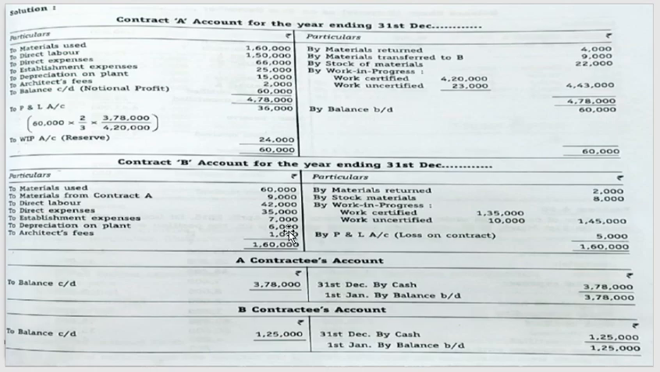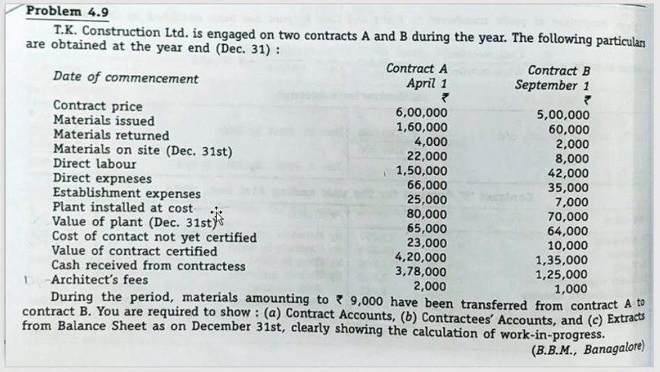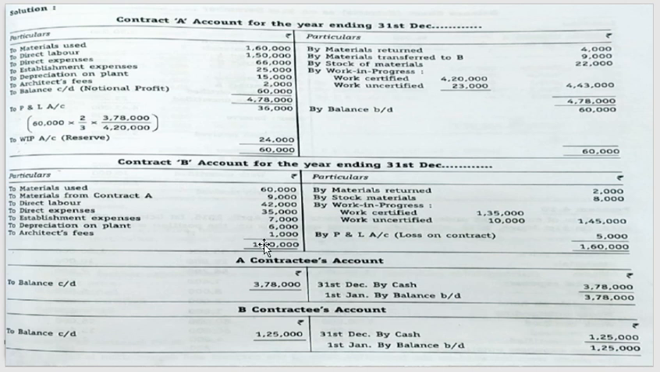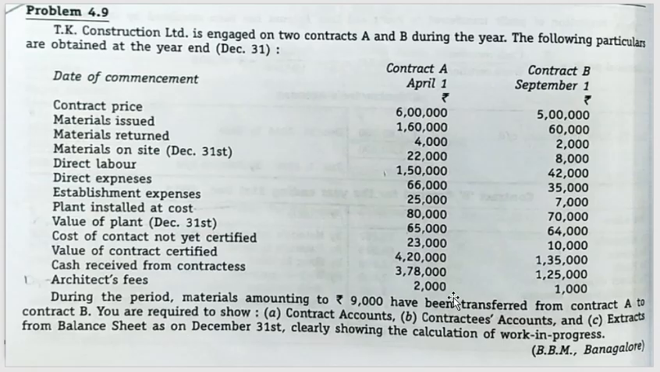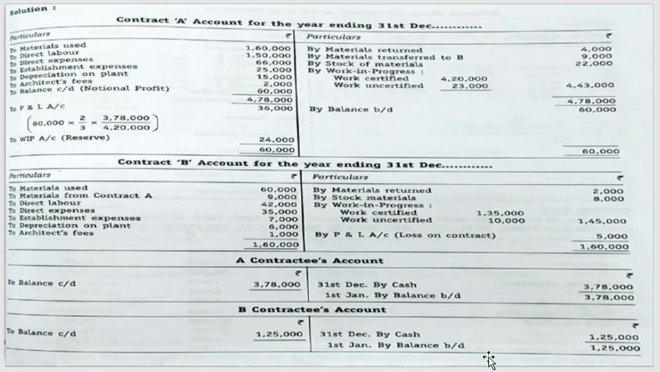Next, for the plant, we can write either the opening or the closing: opening on the debit and closing on the credit. But in this problem they have shown only depreciation, and we can show it either way. The opening value of the plant is 70,000 and the closing balance is 64,000. 70,000 minus 64,000 gives a difference of 6,000, so the depreciation is 6,000. We record to depreciation on plant 6,000. Then we have architect's fees of 1,000.